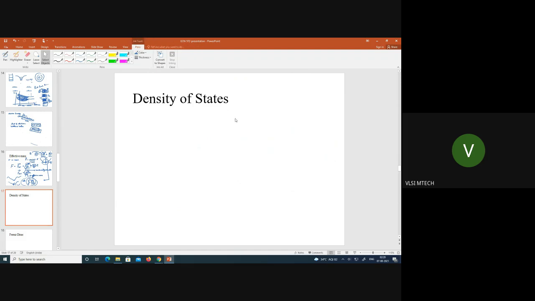The next stuff is density of states. This density of state stuff is the last thing I'm going to talk about today, because we have like 10 minutes more. So this is the key idea behind this.